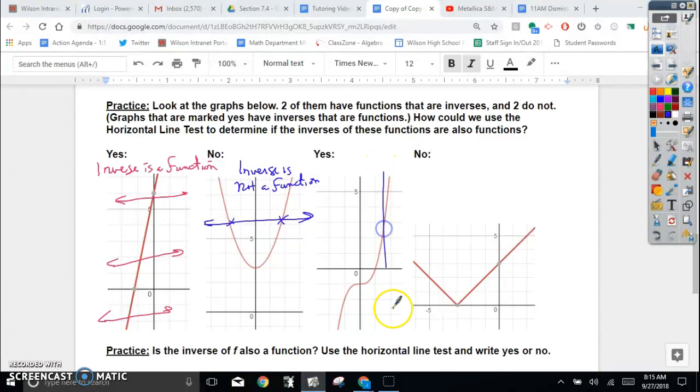So this one's yes. The original is yes because it passes the vertical line test. It will also pass the horizontal line test. It will always hit once. This here is really close. You have to be careful here. But this is still yes. The inverse is a function.